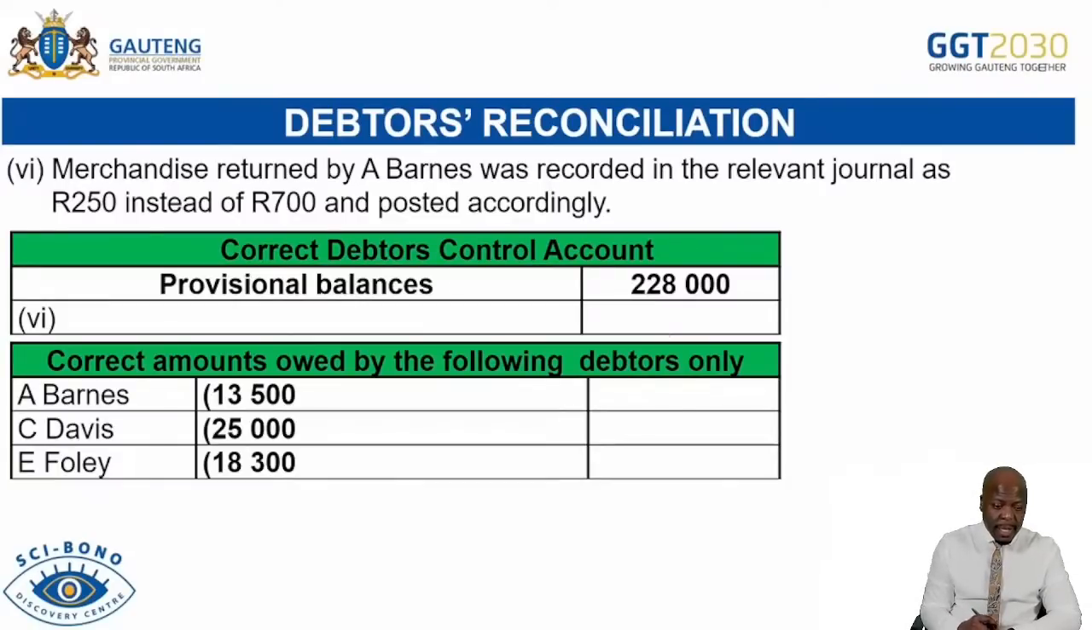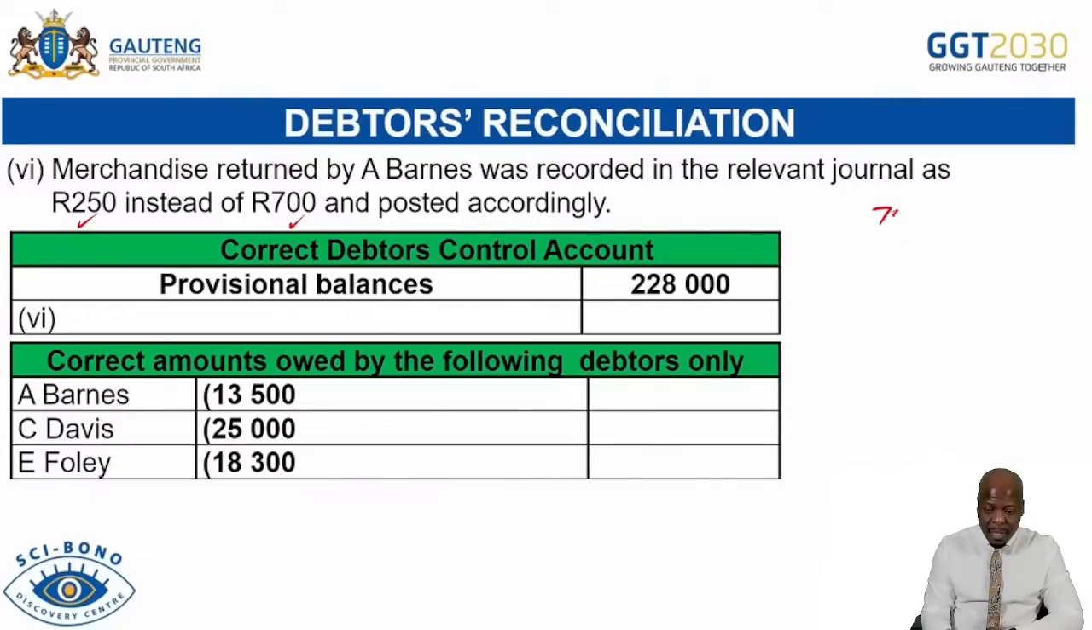Okay, I'm going to move to number 6. And it says, merchandise returned by A. Bonds was recorded in the relevant journal as 250 instead of 700 and posted accordingly. So this means the error was done everywhere.